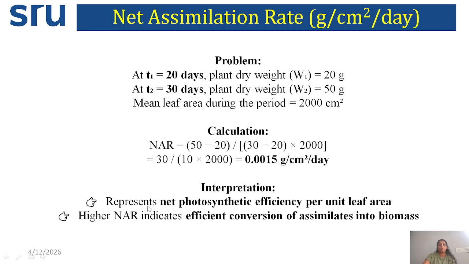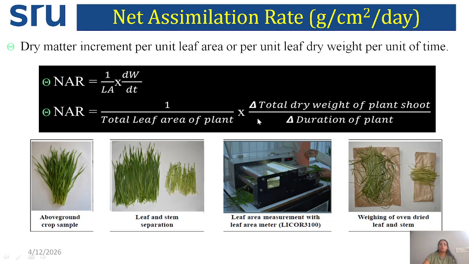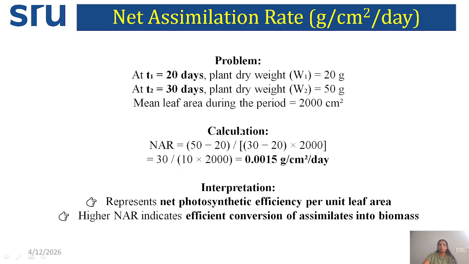Next, how will we interpret the net assimilation rate? It is the net photosynthetic efficiency per unit leaf area, and it also gives the value regarding the efficient conversion of assimilate into biomass. So for this much leaf area, how much dry weight is there. It clearly indicates the source-sink relationship. Source means the one which produces the photoassimilates; sink means the one which utilizes the photoassimilates. So how much dry weight is partitioned over leaf area, you can measure using net assimilation rate.